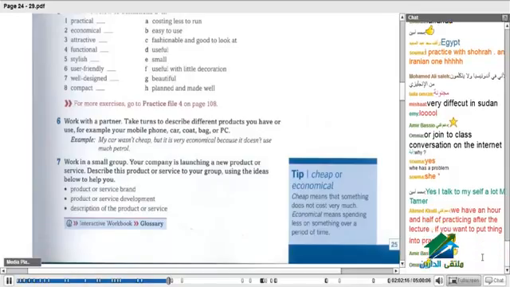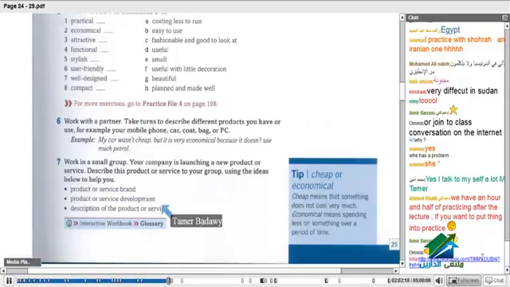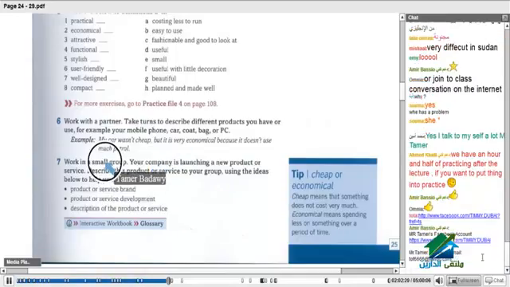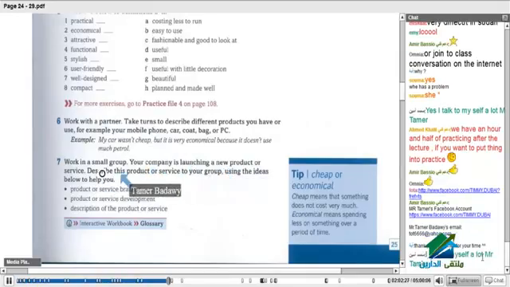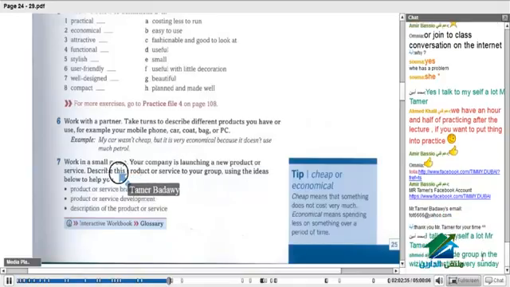So you work in small groups, talk with your friends. Your company is launching a new product or service. Describe this product. Good, Muhammad Amin. Keep doing that. Describe your product or service to your group using the ideas below to help you: product or service brand, product or service development, and description of the product or service.